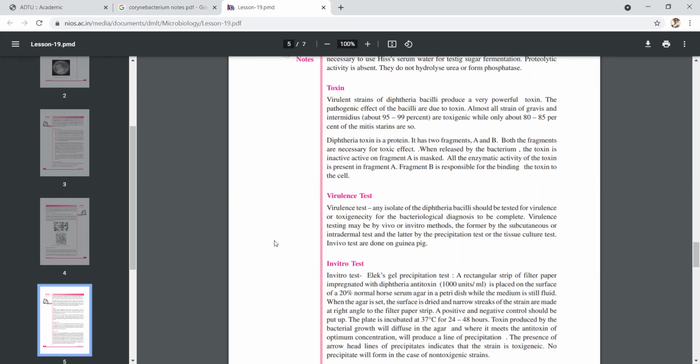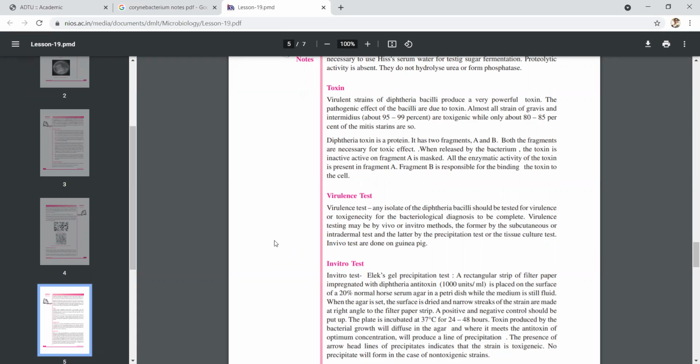Diphtheria toxin is a protein. It has two fragments, A and B. Both the fragments are necessary for the toxic effect. So when the bacterium releases the toxin, it is inactive, and the active fragment A is masked.